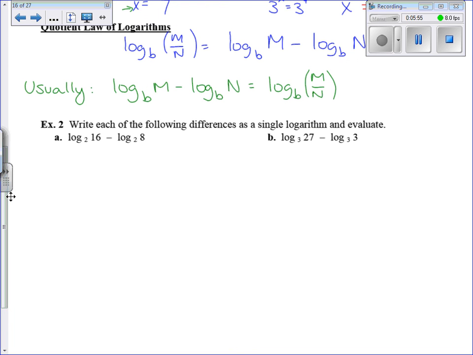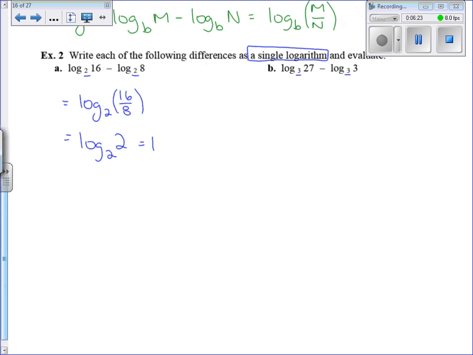So again, you're looking for the same base, and we're working with the same numbers here. All I did here was change it from addition to subtraction. So to write it as a single logarithm, again, that means use your laws of logarithms. So this is log base 2 of 16 divided by 8, which is log base 2 of 2, which you can solve, that's an identity, x equals 1.